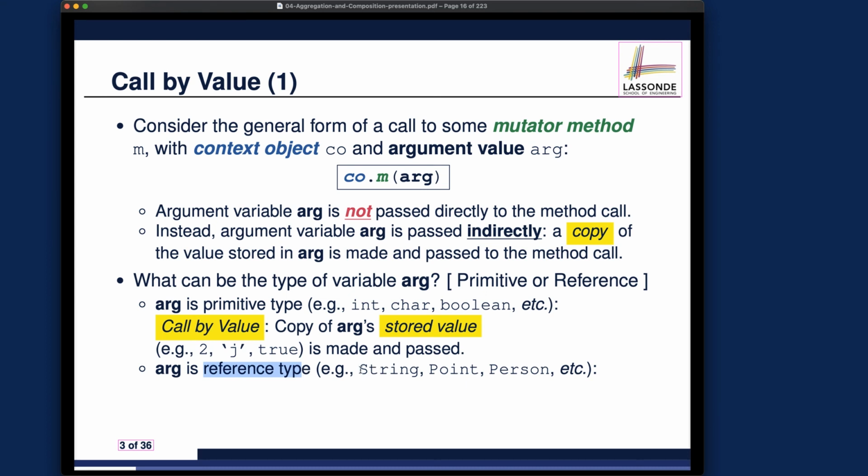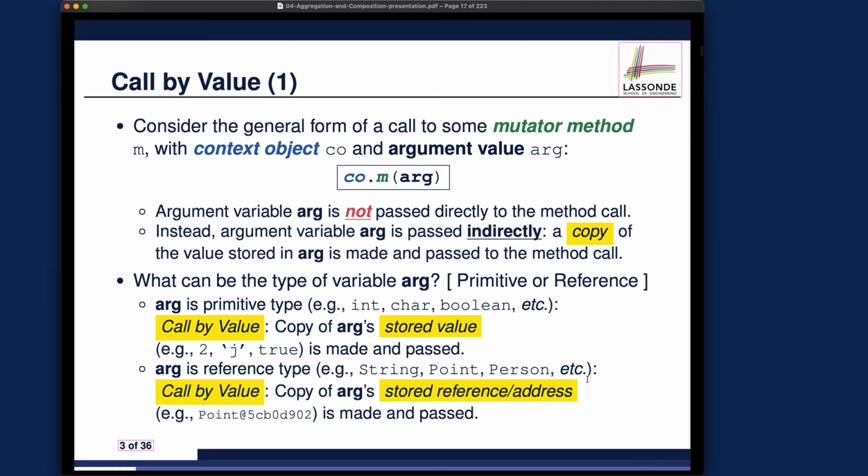Okay, so the reference type can be string, can be points, can be person, can be vaccine, can be vaccination site, can be any class that you declare. Either you declare in your projects or any class that comes from the Java library, right? Either way. What should we do? We also follow the principle of call by value.